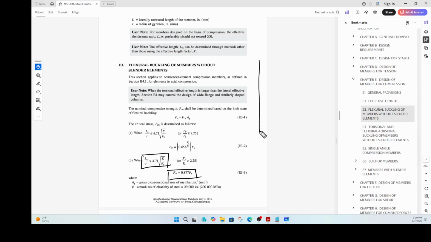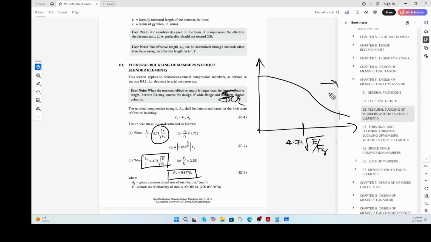All this is doing is, this is your FCR, let us say, on the y-axis, and this is your lambda on the x-axis. So that limit there is 4.71 square root of E by Fy. If you plot the curve, it looks something like that. If you fall on this side here, elastic buckling is happening. If you fall on this side here, inelastic buckling is happening.